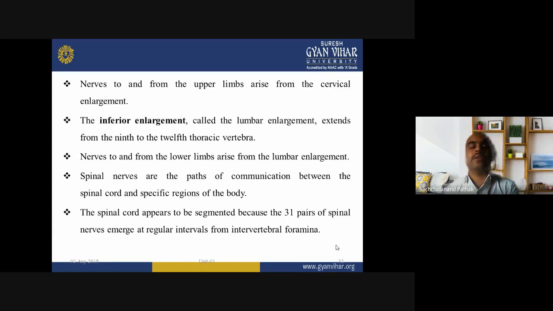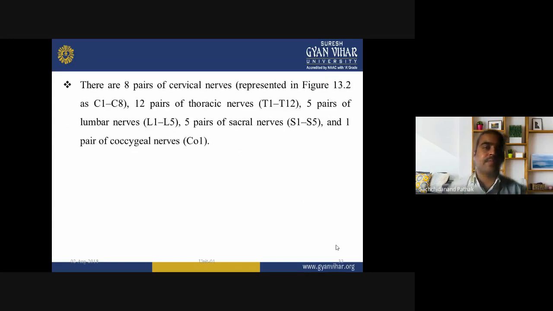So the spinal cord appears to be segmented because 31 pairs of spinal nerves emerge at regular intervals from the intervertebral foramina. Now spinal cord की हम बात करें, spinal cord अलग अलग segments होंगे because there are 31 spinal nerves जो emerge होते हैं at the foramina. So there are 8 pairs of cervical nerves, C1 to C8.